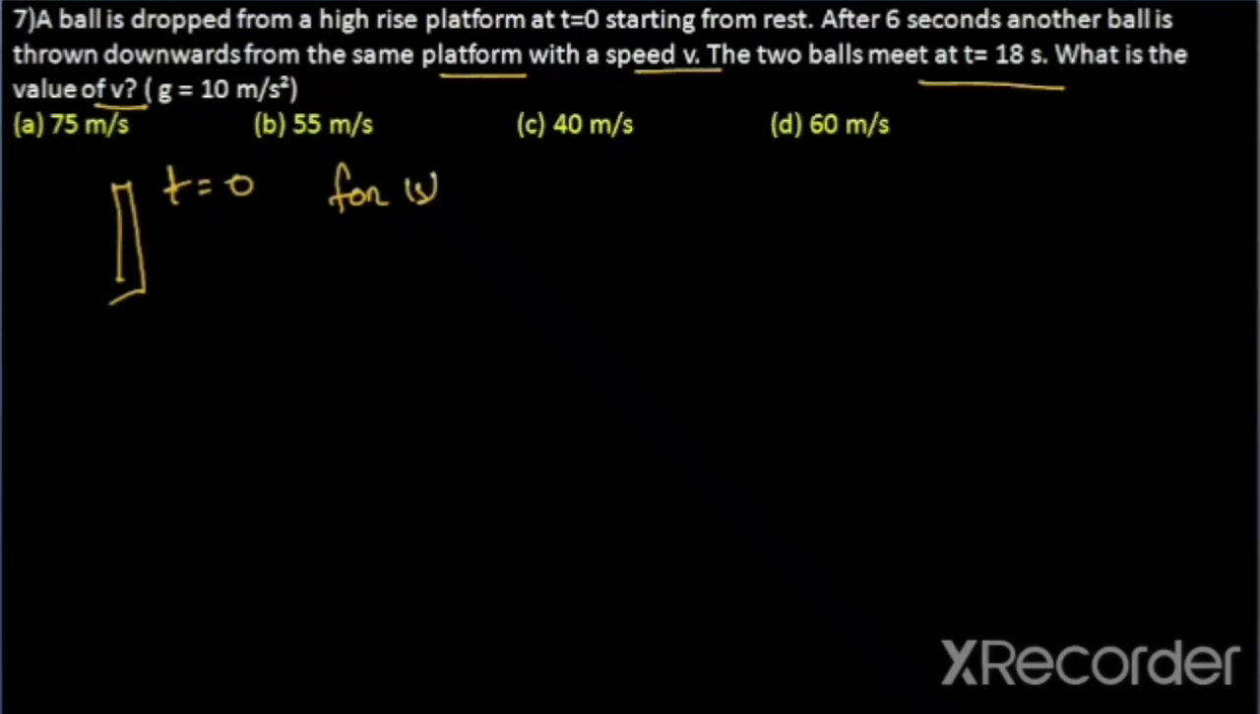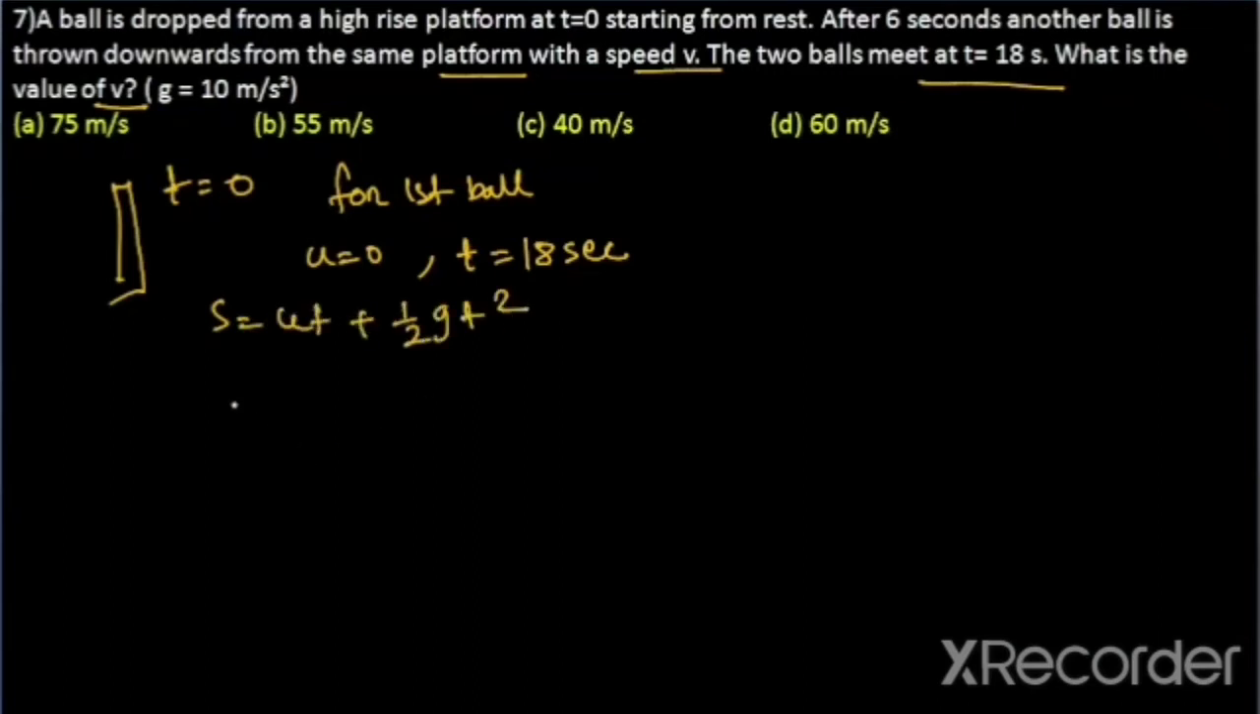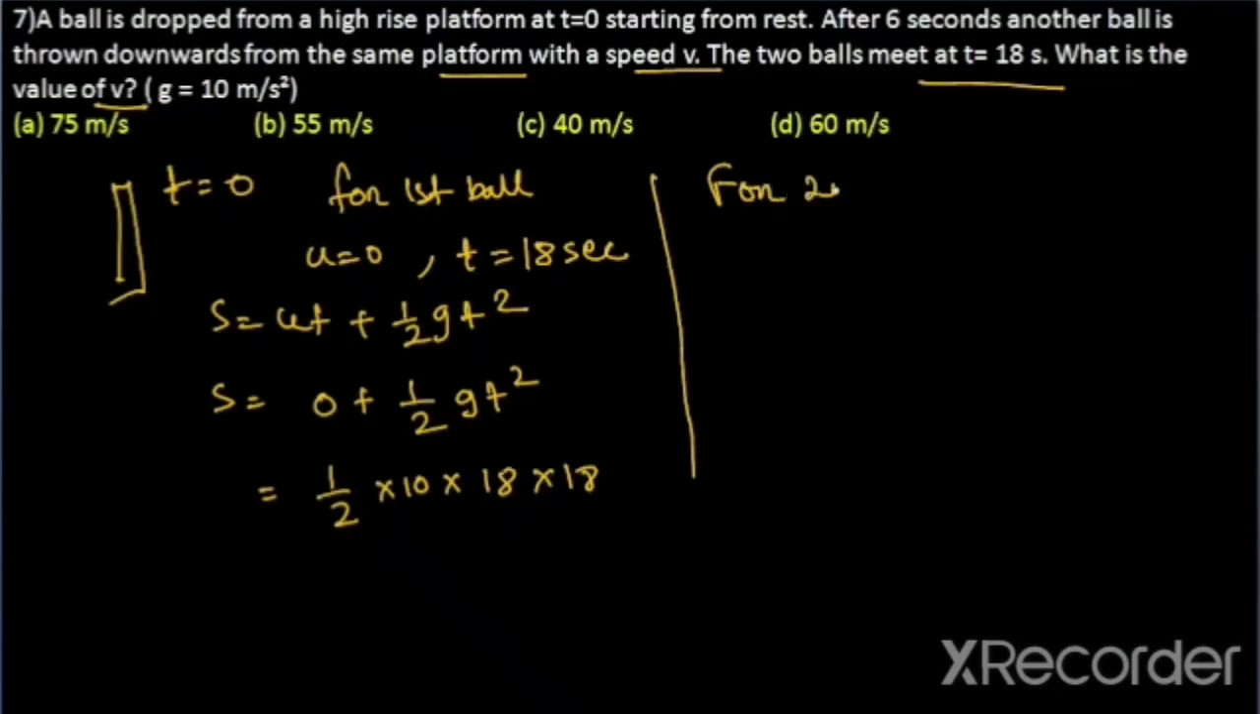That means for the first ball, u is equal to 0, and it will cover how much distance at t is equal to 18 seconds. You can calculate. So let's put t is equal to 18 seconds, u is equal to 0. S is equal to ut plus half gt square. That is s is equal to 0 plus half gt square, half into 10 into 18 into 18. Okay, like this.